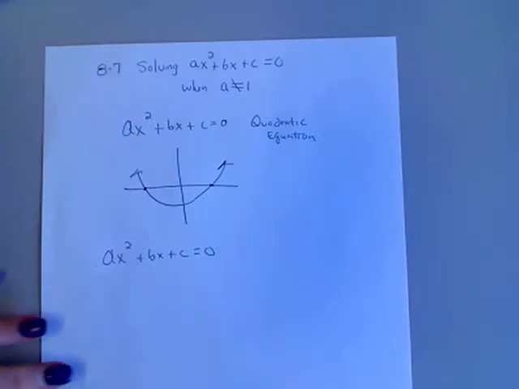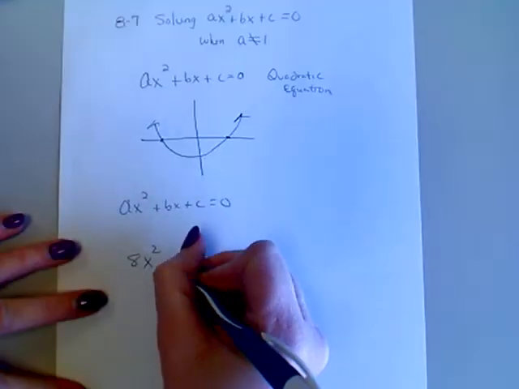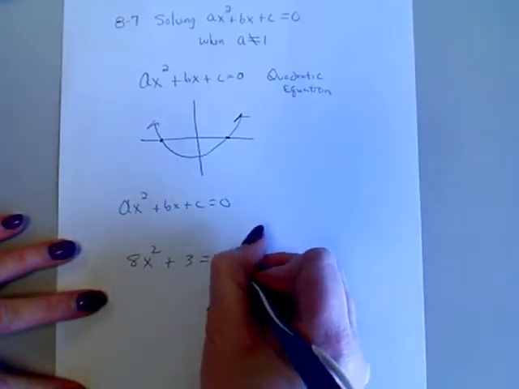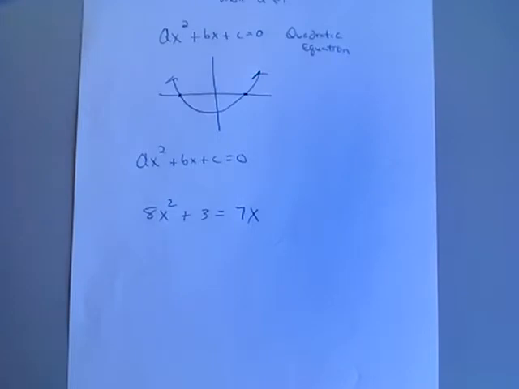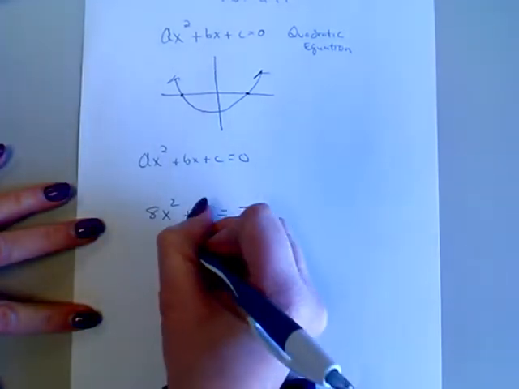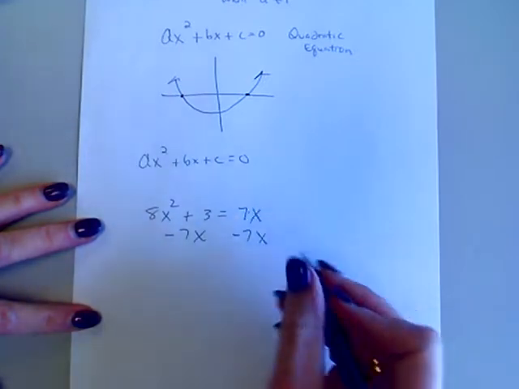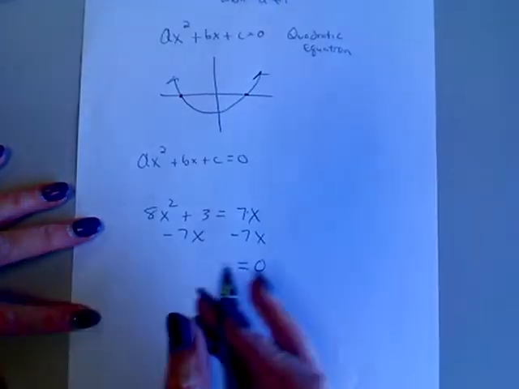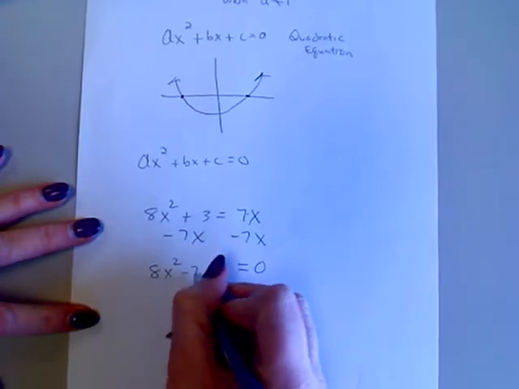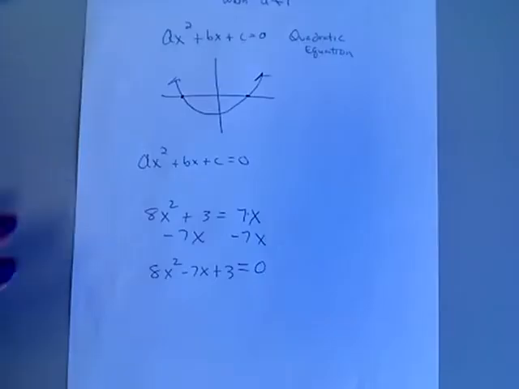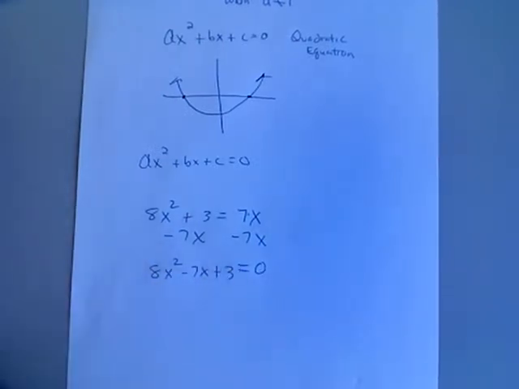For example, if I gave you this, I'm not even going to try to factor. I'm just talking about standard form right now. If you're going to put it in standard form, you're going to need to subtract 7x from both sides. On the right side, that's going to leave you a 0. And on the left side, that's going to leave you 8x squared minus 7x plus 3, in this order always. The exponents are always going to be in descending order.